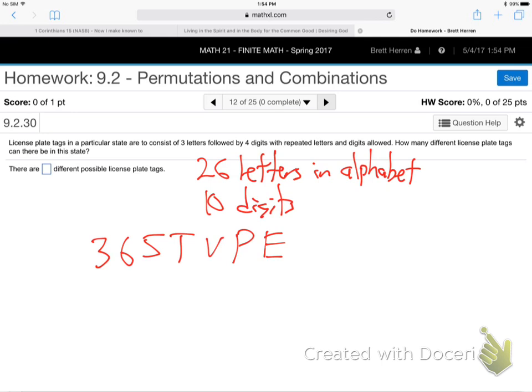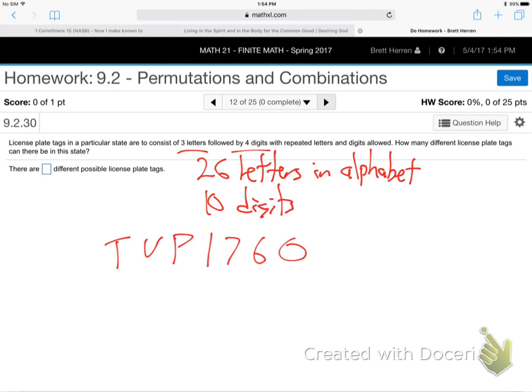365 TVP. Let's just pretend that was my license plate. I just picked one at random. 3 letters, 4 digits. Oh no, that's reversed. That license plate's not in California anyway. I did that backwards. 3 letters, 4 digits. So how about TVP and 4 digits: 1760. So I did 3 letters, 4 digits.